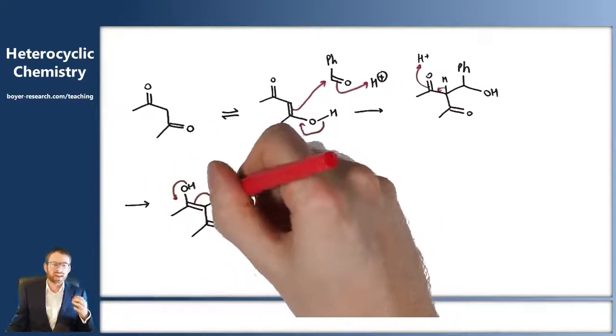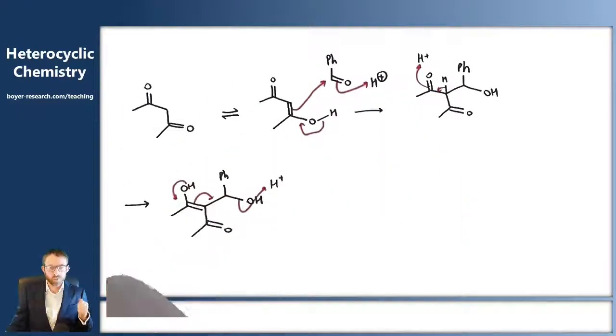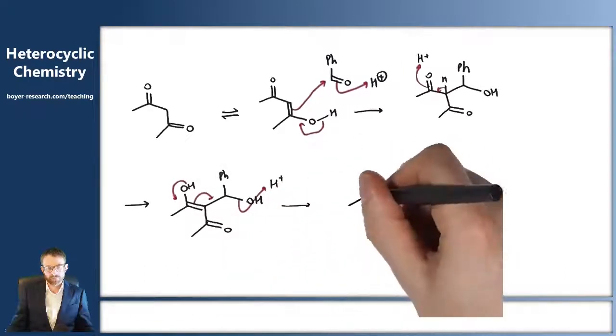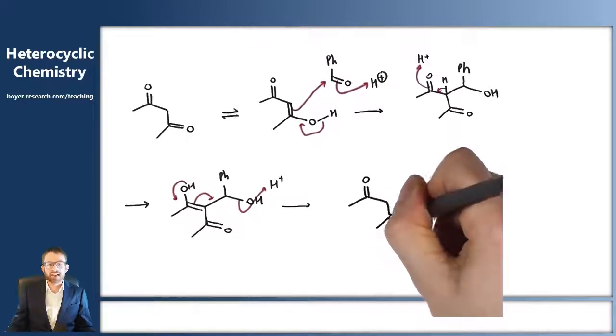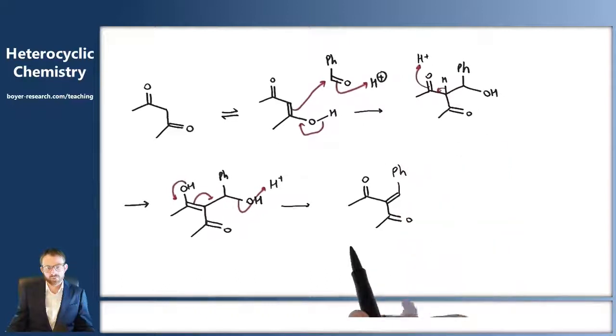Then push the arrows back through to eliminate water. And it's an E1cB mechanism. And so this gives us the aldol condensation product. So an aldol reaction followed by the loss of water. And this is our key Michael acceptor.